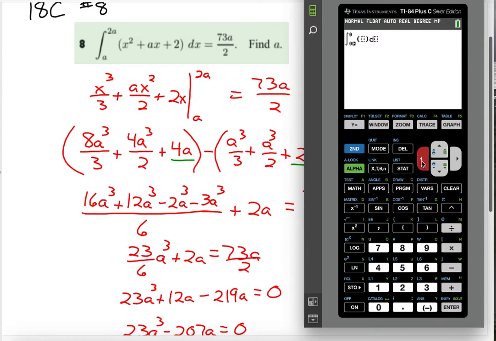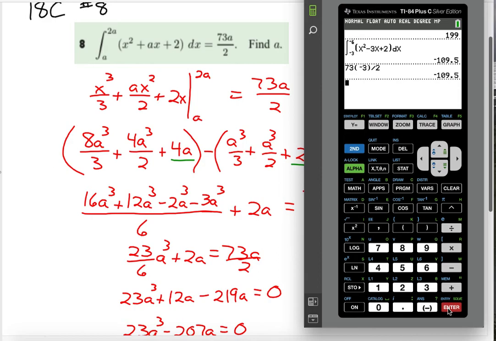Let's try negative 3. So let's go negative 3, and then to 2a, 2 times negative 3 would be negative 6. So we're going backwards. And then type in x squared, plus, I guess I can just say minus 3 times x plus 2, and then that's with respect to x, and that gives me negative 109.5, and then if I type 73 times negative 3 divided by 2, I get the same answer.